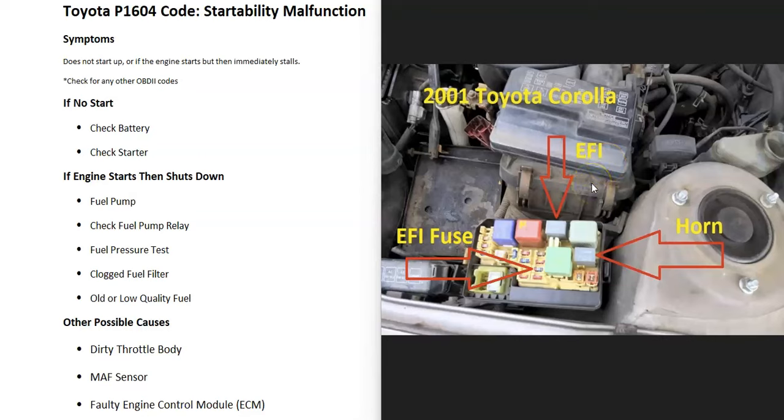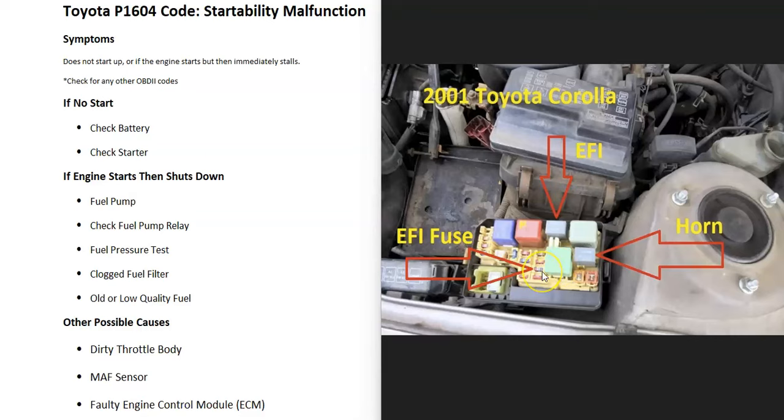So for example, here's a 2001 Toyota Corolla and the EFI fuse would be right here. An easy way you could check to see if it is a relay is you could swap it with the horn relay, which is usually the same. You could check the numbers on the top, but they're usually the same. You swap it over, and then after you swap them, if the horn works, then you know it's not the relay. Also be sure to check for any fuel pump fuses.